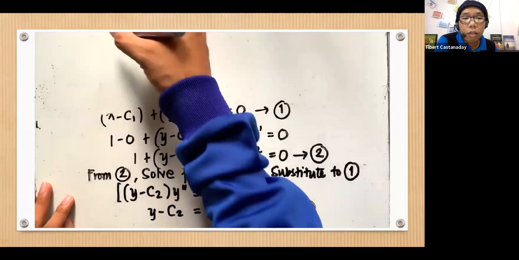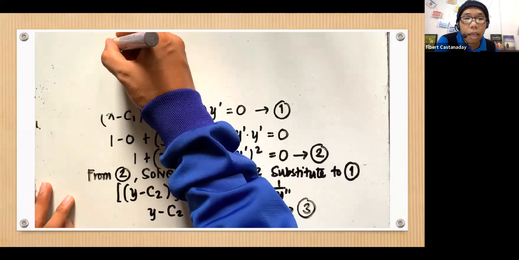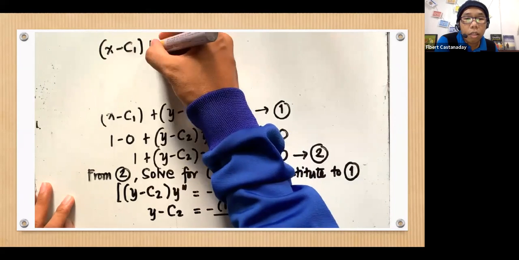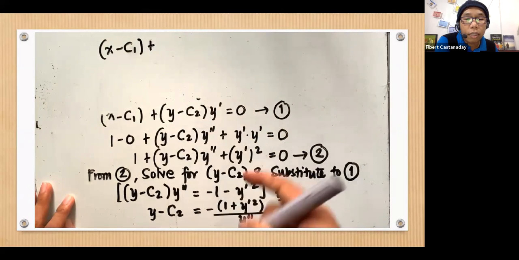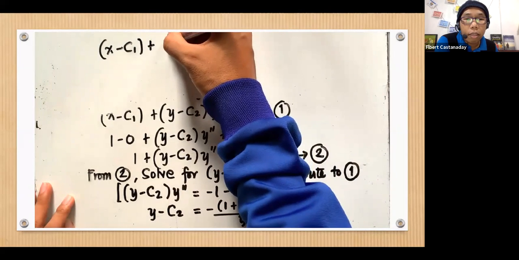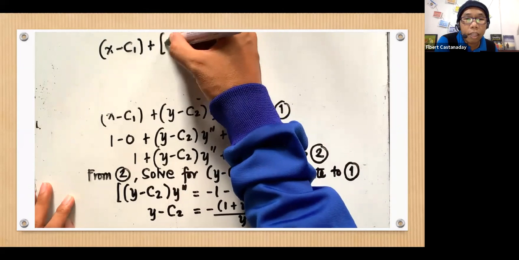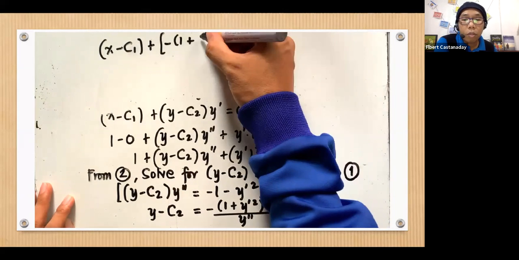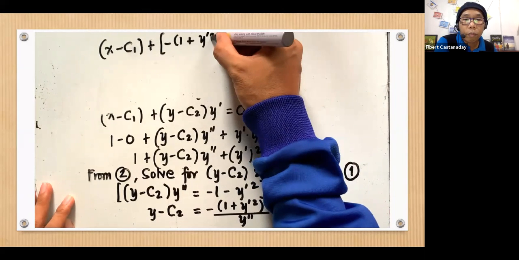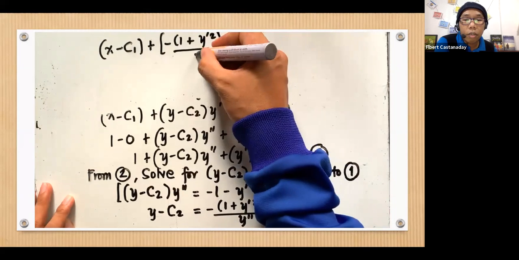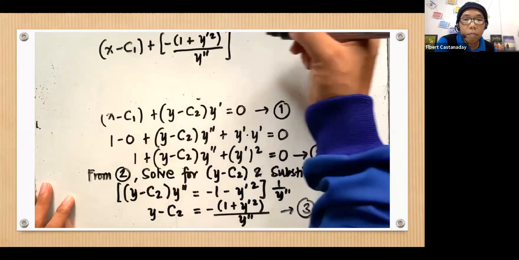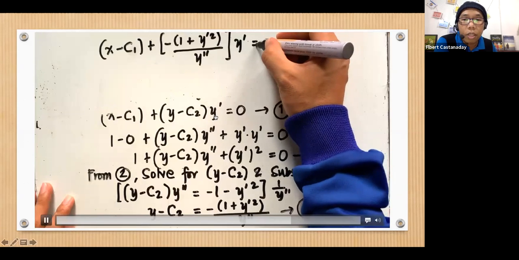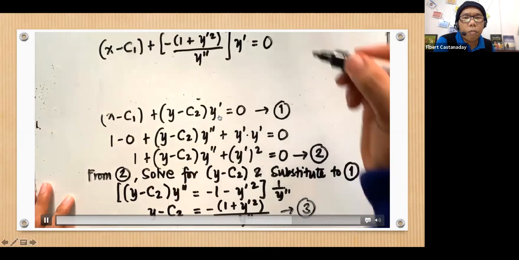Okay? So x minus c sub 1, just copy that. And then you plug in the value of y minus c sub 2, which is negative. So maglagay ka ng bracket, minus times 1 plus y prime squared. Okay, all over y double prime. And then nakamultiply siya sa y prime. Ito yun, equal to 0.